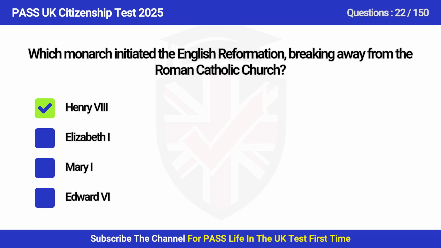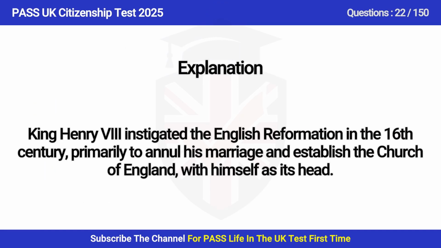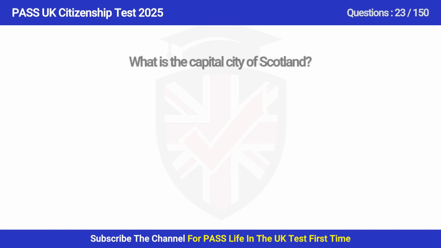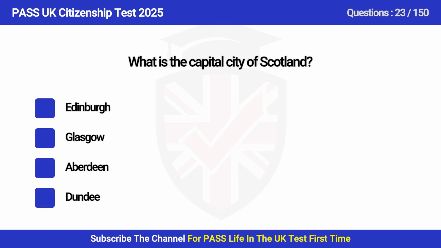The answer is A. Henry VIII. King Henry VIII started the English Reformation in the 16th century, primarily to annul his marriage and establish the Church of England, with himself as its head. Question 23. What is the capital city of Scotland? A. Edinburgh, B. Glasgow, C. Aberdeen, D. Dundee.